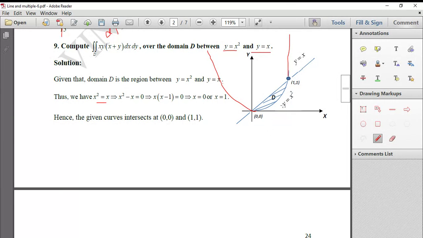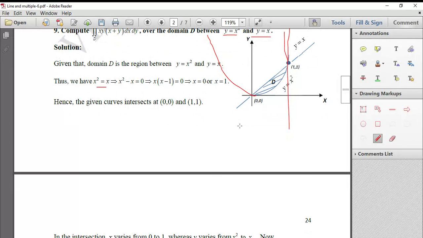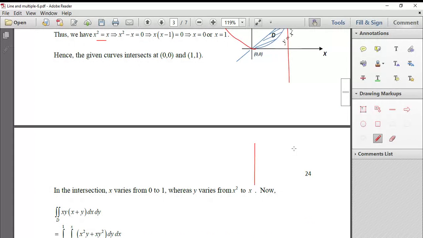Now clearly from this, we are having limit for y. So can we choose x as the one with constant limits? Yes, we can. See, here, this graph comes in between x equal to 0 and x equal to 1. So you're going to take all the points from x equal to 0 to x equal to 1. But that gives you all the points all along this. But we don't want that much.